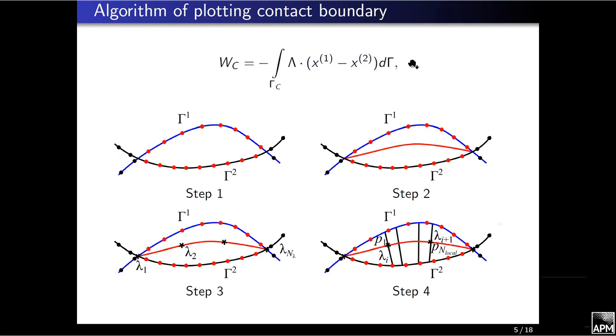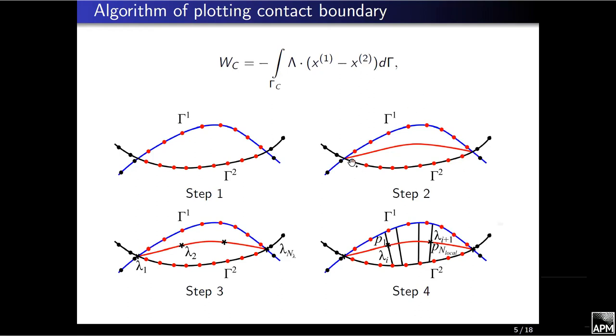For taking this integral, we construct a contact boundary, and then we take our integral along this boundary. We have four steps. At first, we look at meshes of the bodies and find all points where the gap is less or equal to zero. We call them contact points.